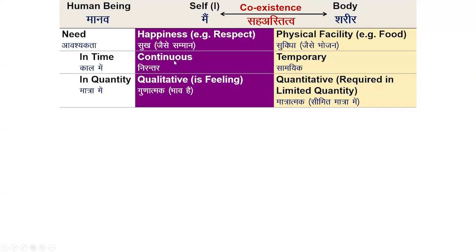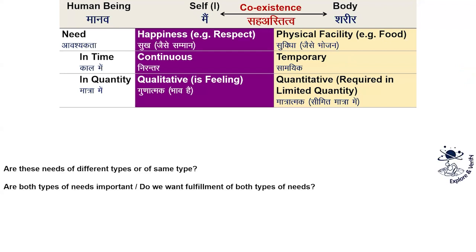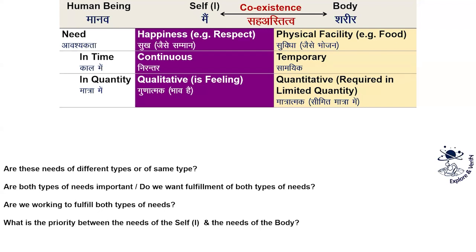We can talk about the need of the self and need of the body. Okay. And then we can ask, are these needs of the same type or different type? Are we able to fulfill both or only the need of the body? And what is the priority? So we have to show that the fulfillment of needs of the self holds a higher priority. For that, we can give some examples.